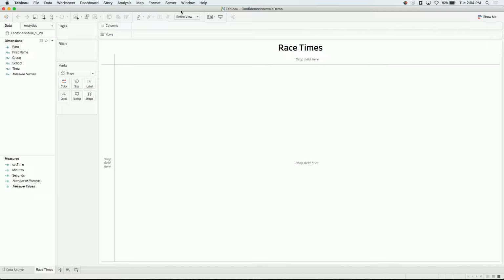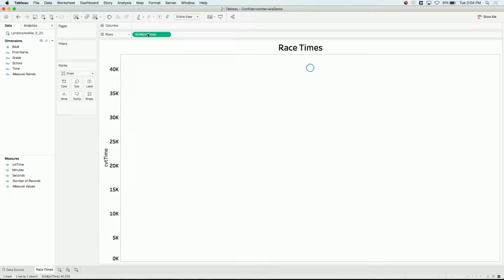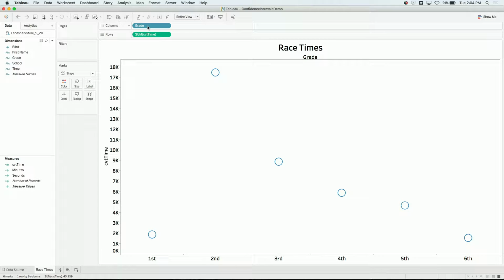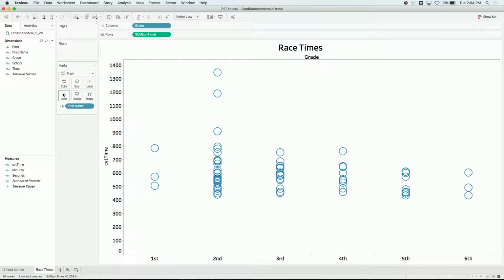So this data set is 1 mile run times collected from my nephew's elementary school. They recently did a 1 mile time trial, and I was there to collect some data. I'm going to drag out converted time and place that on rows. That is the total number of seconds for each run. Now that's not particularly useful. That's the total number of seconds spent running by all the kids at the same time. Not really that great. So I'm going to split that up by grade. And again, this is the total running time for each of the grades. Let's break it down by first name. Okay, there are our run times.